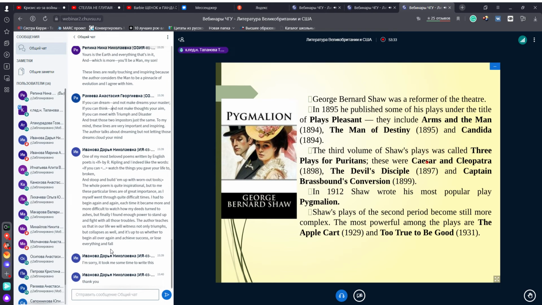Caesar and Cleopatra, The Devil's Disciple, and Captain Brassbound's Conversion. They were all about the hypocrisy of English society. For Russian people, he is very much famous for his wonderful play, Pygmalion.